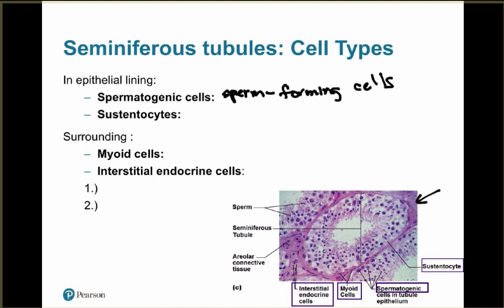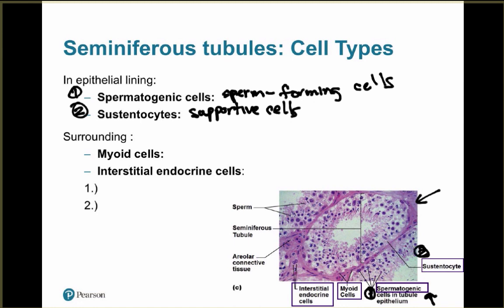You can see those right here. The next one we're going to talk about is the sustentocytes, and you can think of them as helping to sustain the cells there, so these are supportive cells. So this is 1 and this is 2 here. You can see them up there.